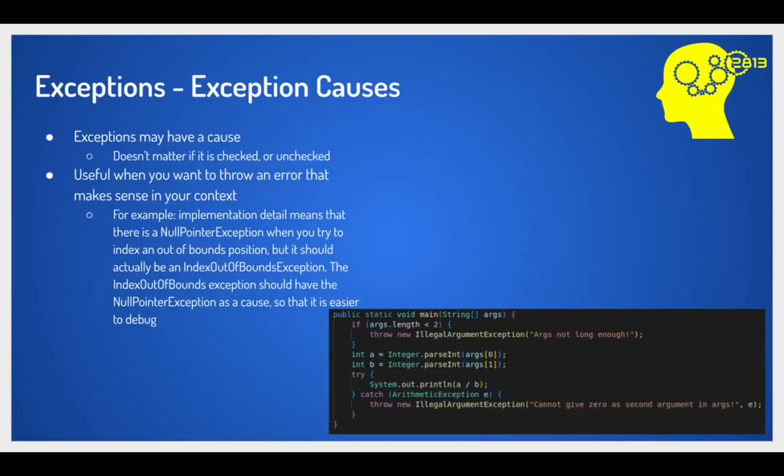So, exceptions, you can also optionally give them a cause. All exceptions, checked or unchecked, can have a cause passed to them, or most exception types do. Exception causes are useful when you want to throw an error that makes sense for context. A good example is if you're implementing a list. Let's say that a null pointer exception is thrown if you try to index an out-of-bounds position. That would throw a null pointer exception, but since you're indexing, you probably want to throw an index out-of-bounds exception. So what you want to do is catch the null pointer exception, and if it's thrown, throw an index out-of-bounds exception with the null pointer exception as a cause, so that when you're debugging, you can see exactly what code caused it while still having an exception type thrown that actually makes sense.